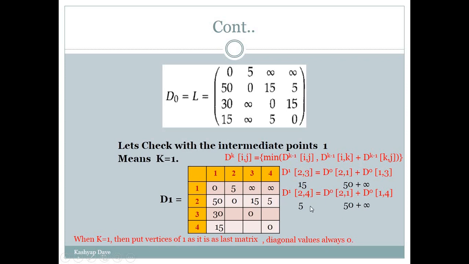Okay, now let's find the shortest path between 3 and 2. The previous distance between 3 and 2 is infinity, and next is the distance between 3 and 1, which is 30, plus the distance between 1 and 2, which is 5, so 30 plus 5. So here our minimum value is 35, since 35 is less than infinity, so we will put 35 here. Processing the same way, we can find the other values for our matrix D1. I have already found those values and put them in this matrix, and this is our final matrix D1.